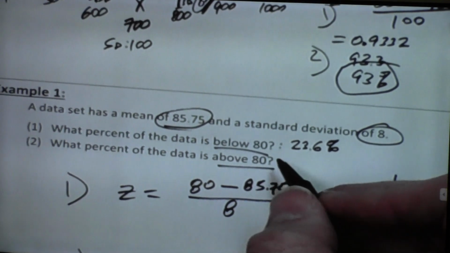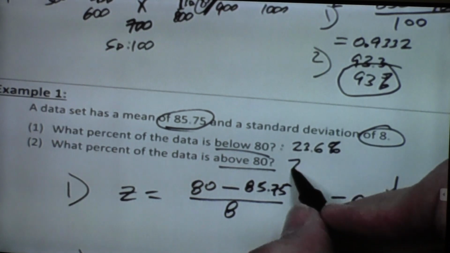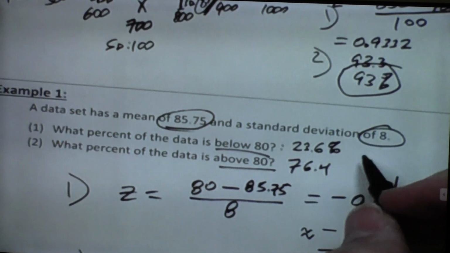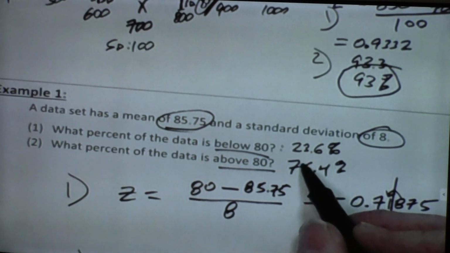And above 80, well, subtract from 100. You don't need to write that in your head. 76.4. I do that all the time, which is why I catch myself now. And then I check, makes it 100. Okay.